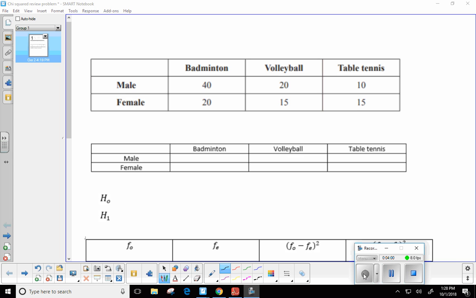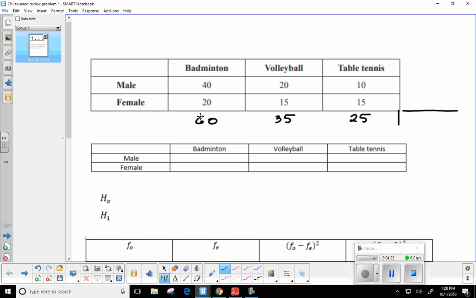So let's make my row and my column totals, because we're going to need the grand total to continue the problem. Of course, the 40 and the 20 will give me 60, 20 and 15 is 35, and then 10 and 15 is 25. So we should be able to get my grand total here.